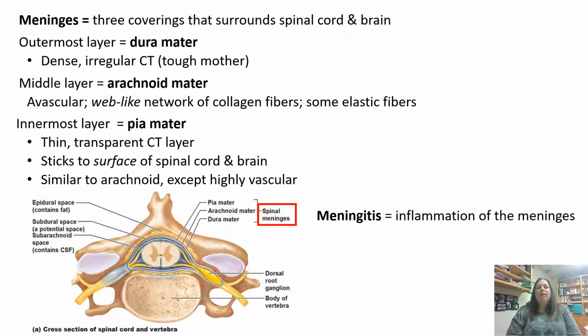This is similar to the arachnoid, except it is highly vascular, which means it has lots of blood vessels present. So meningitis, anytime we add itis to the end of something, it means inflammation. So meningitis is inflammation of the meninges, and this can happen due to a number of things. It could be due to a bacterial infection, a fungal infection, a viral infection, or even a type of complication of some other infections that don't actually originate in the brain or spinal cord.